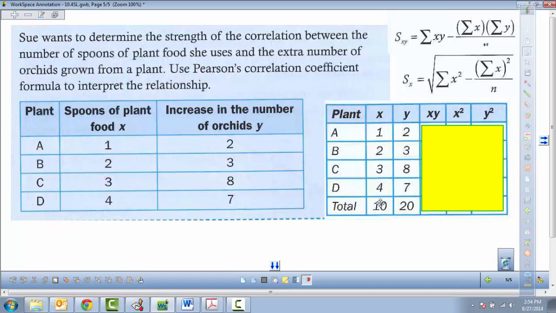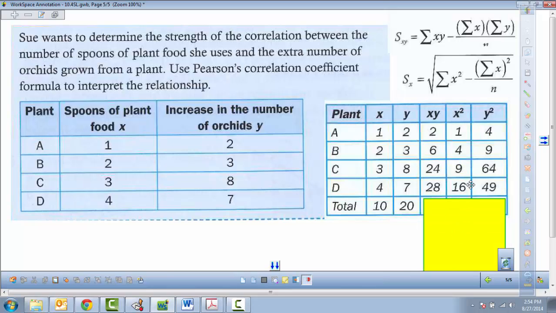So we have this table. We need to find x times y and add them up. We need to add up the x's, add up the y's. And we need to add up the x squareds and the y squareds also. So here's our xy's, our x squareds, our y squareds. We add up those columns and we get these values. So here we go. We're going to calculate R.